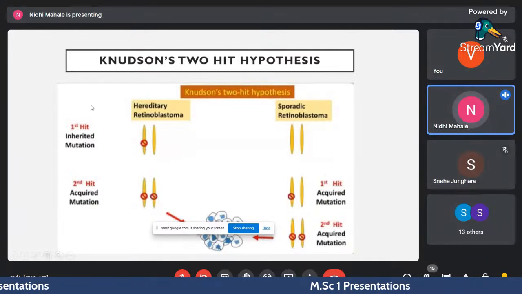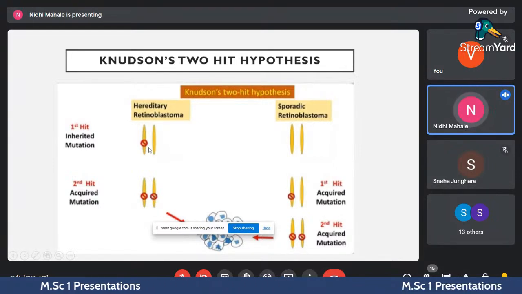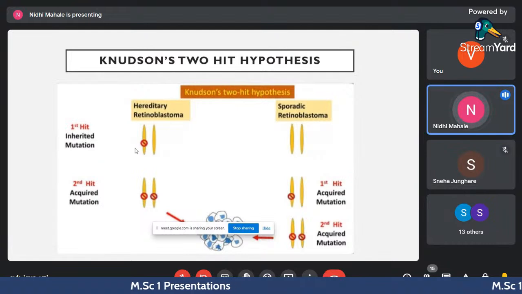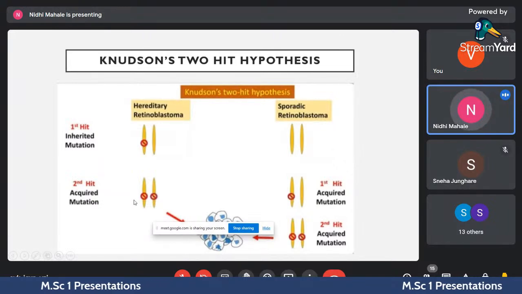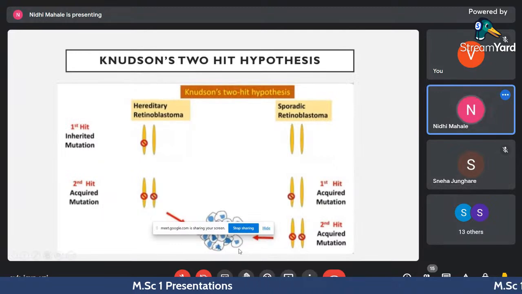Here, in case of hereditary retinoblastoma, what happens at birth? There is already one mutation. So the first mutation is at the time of birth. So the first hit is an inherited mutation, whereas the second hit occurs any time after birth. Once you have the second hit, that is both alleles are abnormal or inactive, it results in formation of tumor.